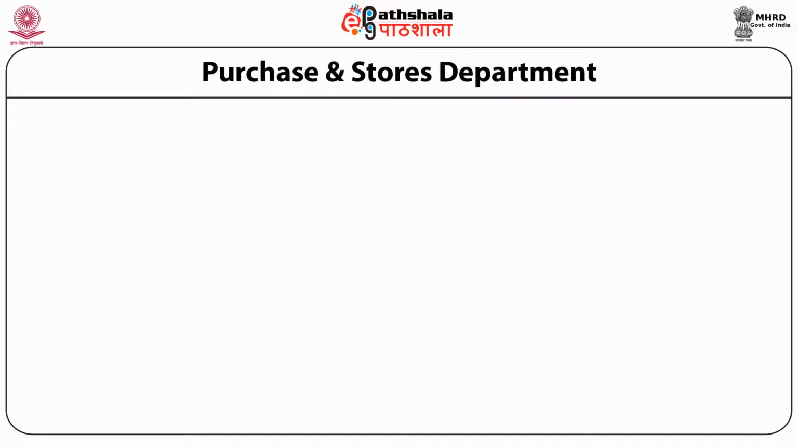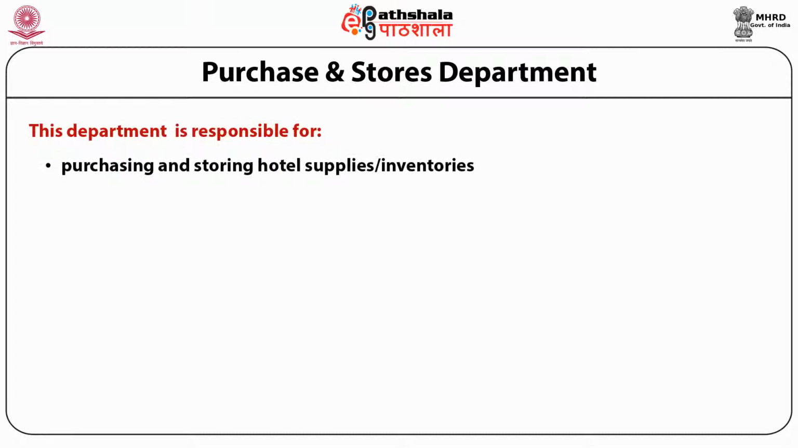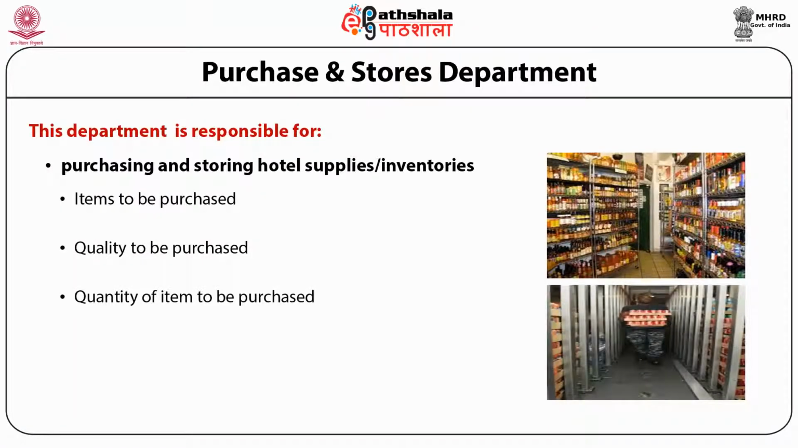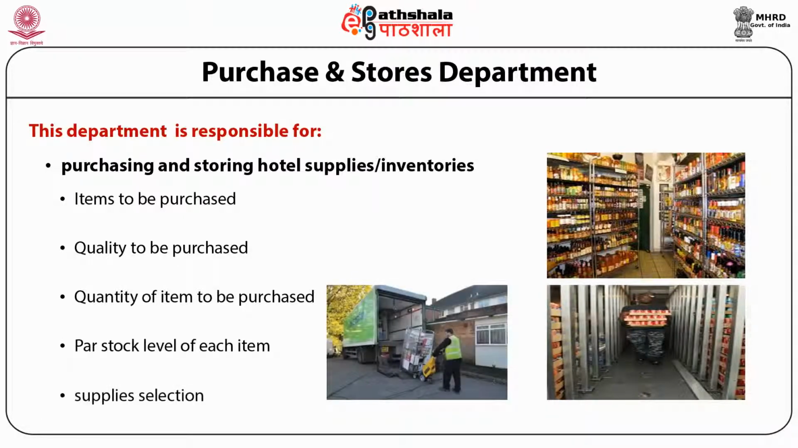The next is the purchase and stores department, which is responsible for purchasing and storing hotel supplies, inventories, etc. The department is headed by a purchase and store manager who is responsible for the quality and quantity of the inventories to be purchased. He or she, along with other department heads, decides about items to be purchased, quality, quantity, par stock level of each item, supply selection, time of purchase, and unused inventories.